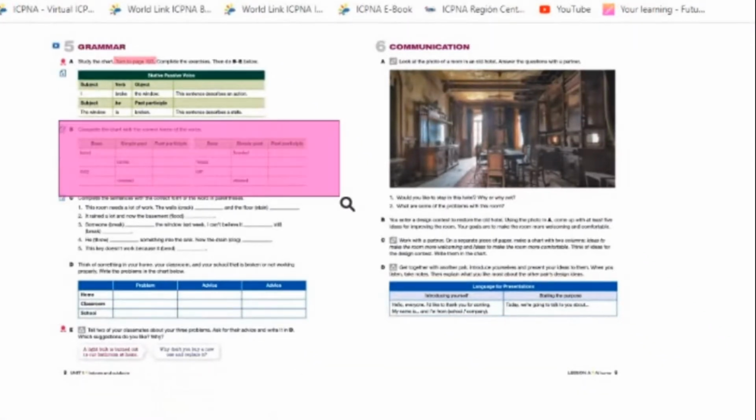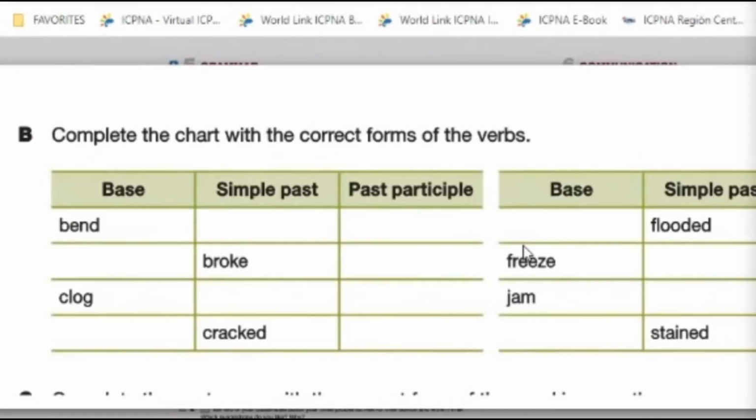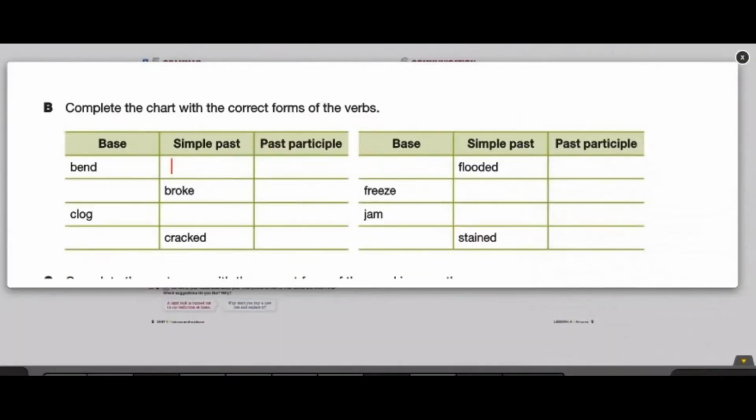So what you have to do here is to complete, okay? To remember, these are the verbs, the base form. Bend. The past of bend is? What's the past of bend? Bend. And the past participle? Also bend. Yes.